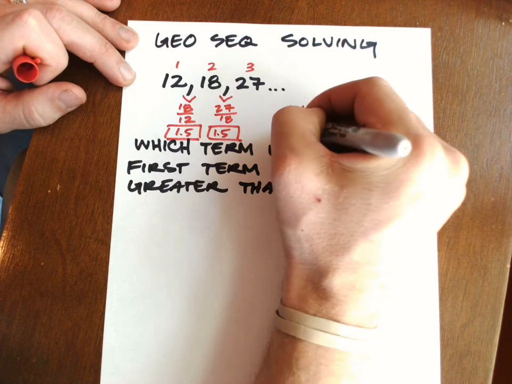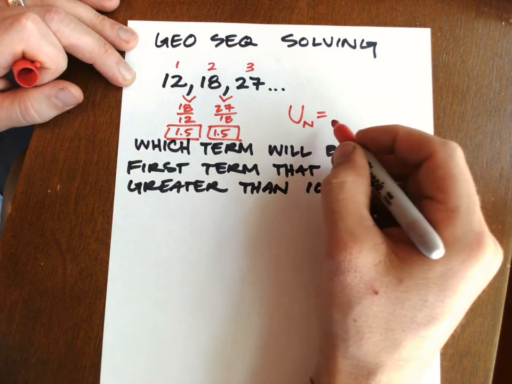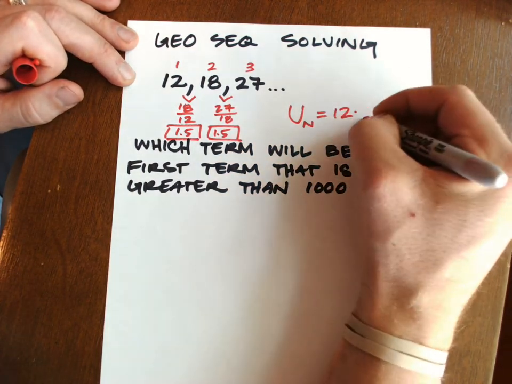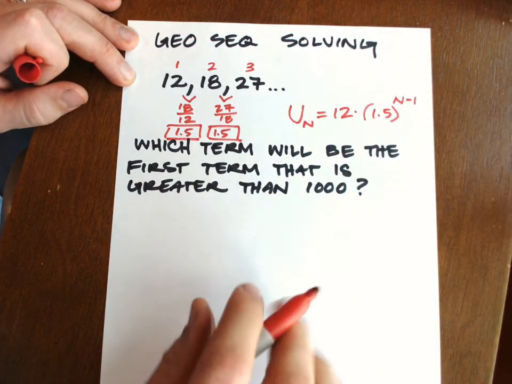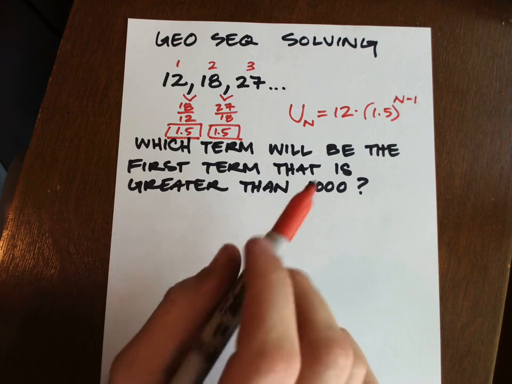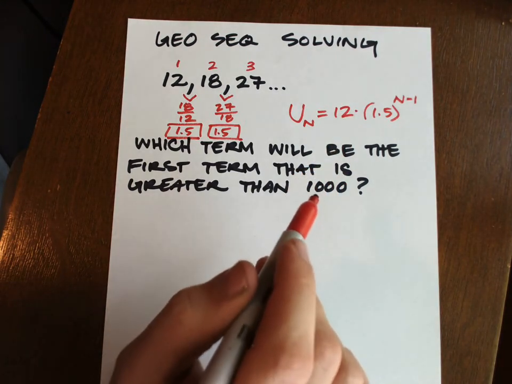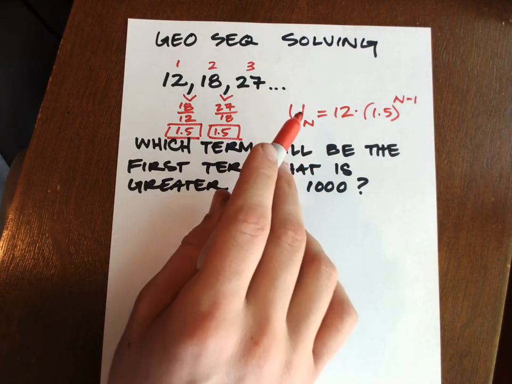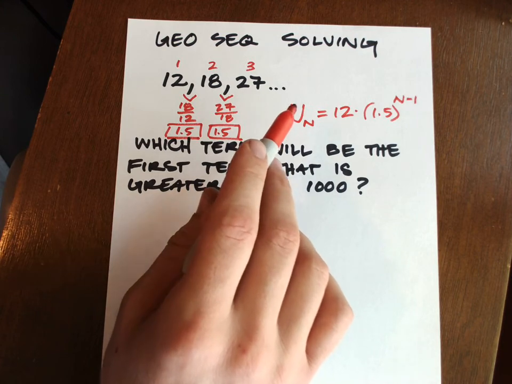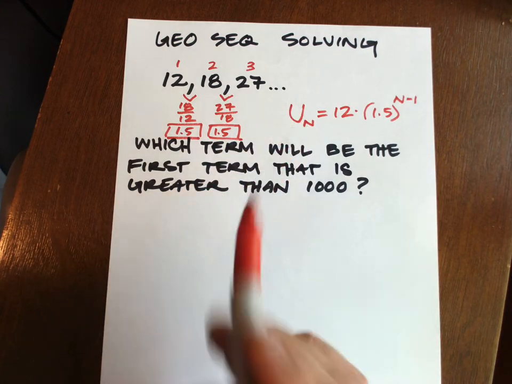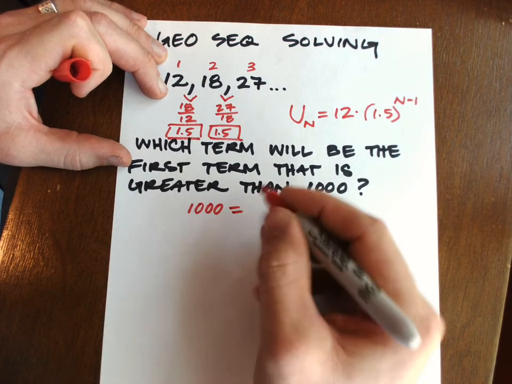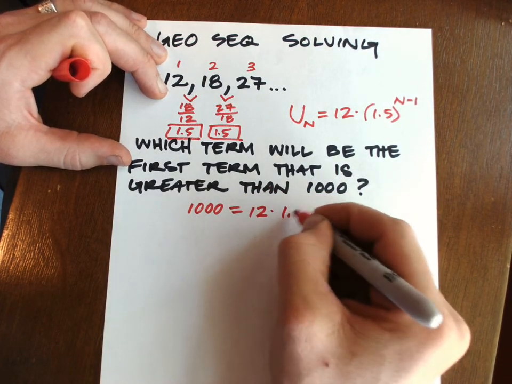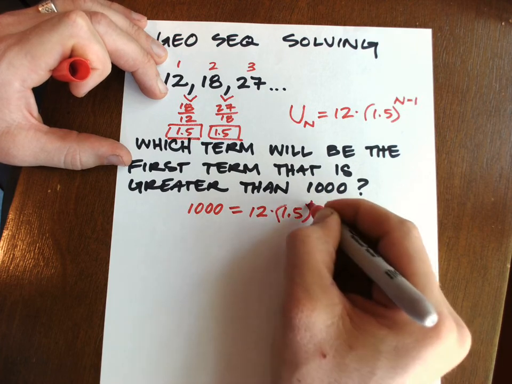The equation, if we substitute in our starting value 12 and our ratio 1.5, n minus 1, we're going to use this to solve. So eventually this will be equal to 1,000. And so 1,000 is substituted in for a eventual value. That's the u sub n. And we need to solve this for n. 12 times 1.5 to the n minus 1.